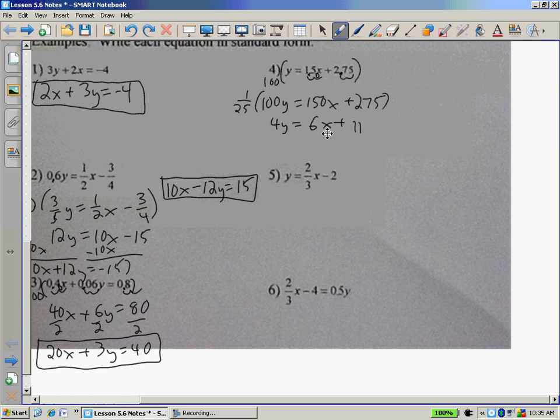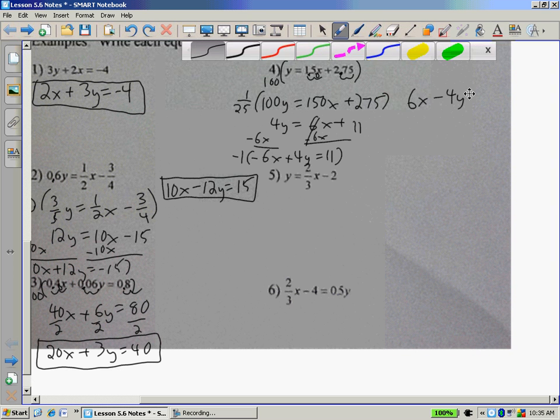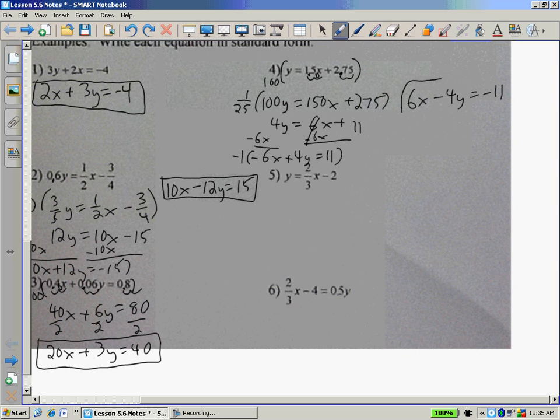And the only problem that we have is that x is on the wrong side of the equal sign. So we're going to subtract 6x from both sides. We get negative 6x plus 4y equals 11. We're going to multiply everything by negative 1, and we'll get 6x minus 4y equals negative 11. And that is in standard form.